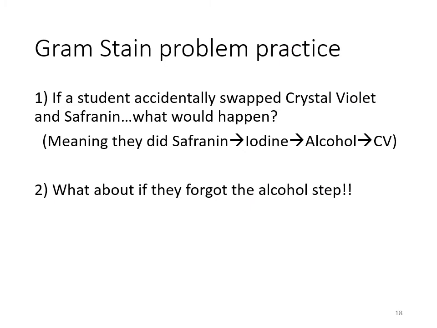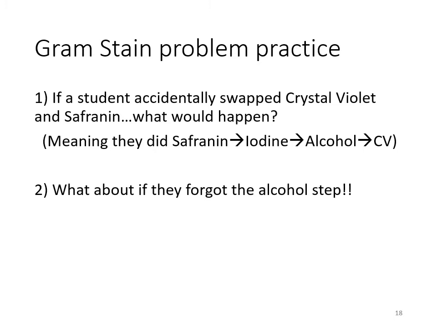So here are some examples of what I was talking about when I said Gram stain problems. Okay, so when you are kind of studying Gram stains, to determine if you truly know the meaning of the Gram stain steps and the function of each reagent, you should be able to troubleshoot if any of those reagents were forgotten or swapped. Here are just two examples, but there are many other ways that I can ask these. The first one says, if a student accidentally swapped the crystal violet and the safranin, what would happen? So that basically means that they did safranin as the primary, then iodine, alcohol, and crystal violet.